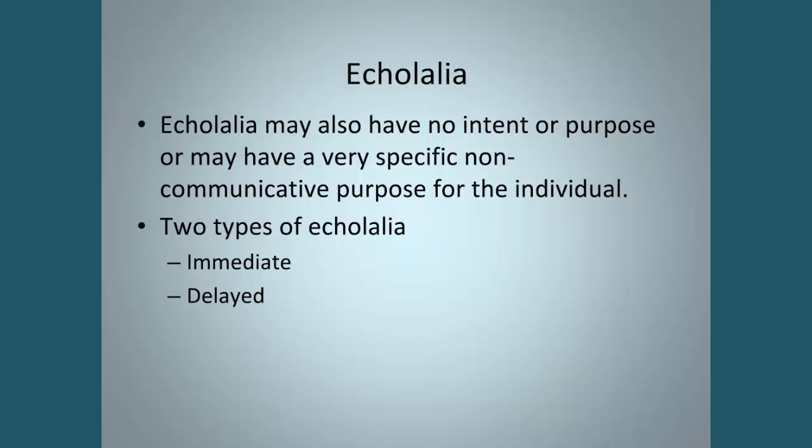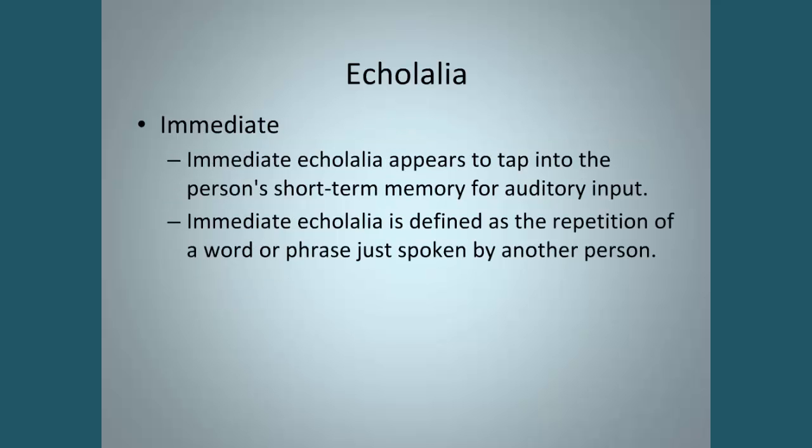There are two types of echolalia, immediate and delayed, and let's talk about those. Immediate echolalia appears to tap into a person's short-term memory for auditory input, and immediate echolalia is defined as the repetition of a word or phrase just spoken by another person. A lot of times when children are just starting to echo, what you'll hear is just the last part of a phrase spoken or sung, things like that. But immediate means immediate. It just follows.